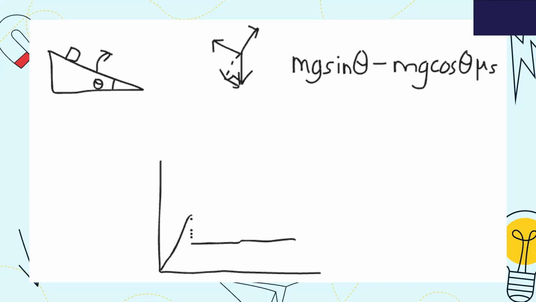Because sine theta increases from 0 to 90, cosine theta decreases from 0 to 90. And below, I drew a graph of what the force of friction is going to look like. So the force of static friction is adaptive. It's slowly going to increase as the angle theta increases. But eventually, once the object starts sliding, it's just going to be a constant kinetic friction force.